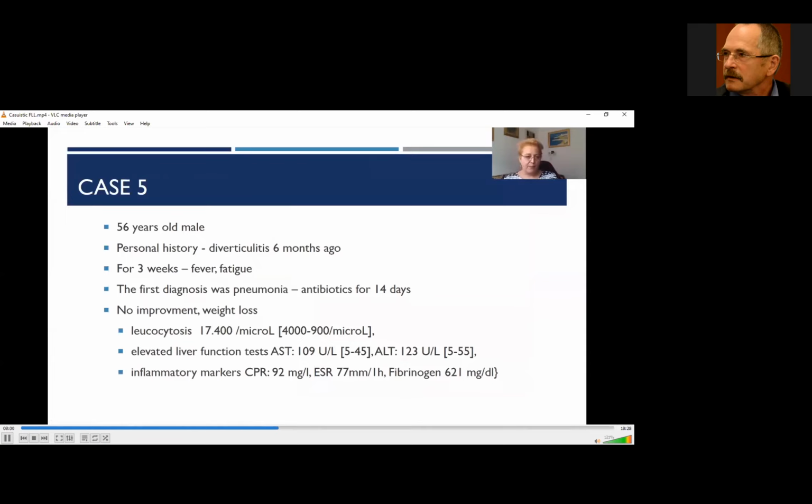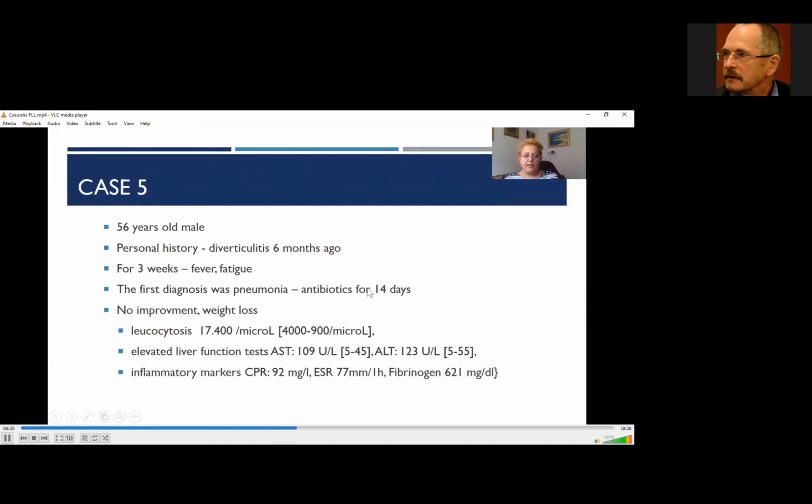The fifth case is of a 56-year-old male who had a personal history of diverticulitis 6 months before the presentation. For 3 weeks, he presented fatigue and fever, which was diagnosed as caused by pneumonia, and he underwent antibiotic treatment for 14 days. But it showed no improvement in the clinical state, and also weight loss.